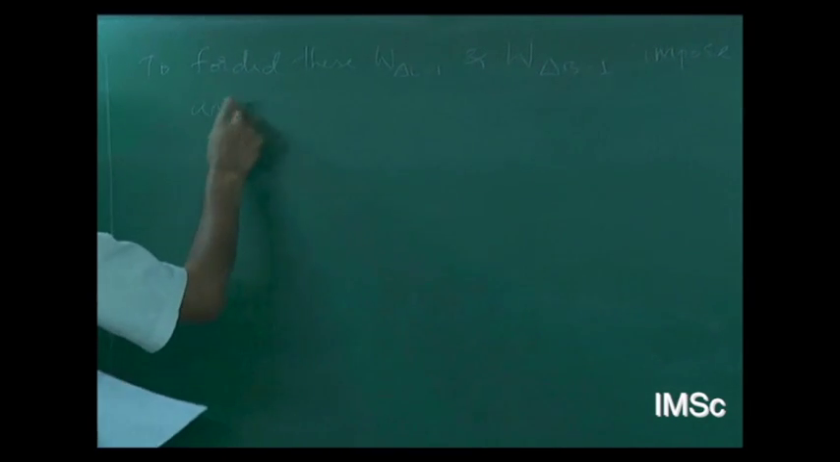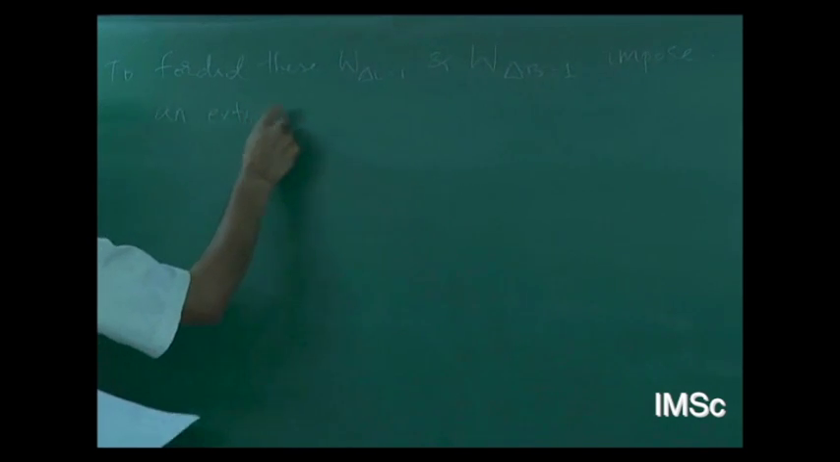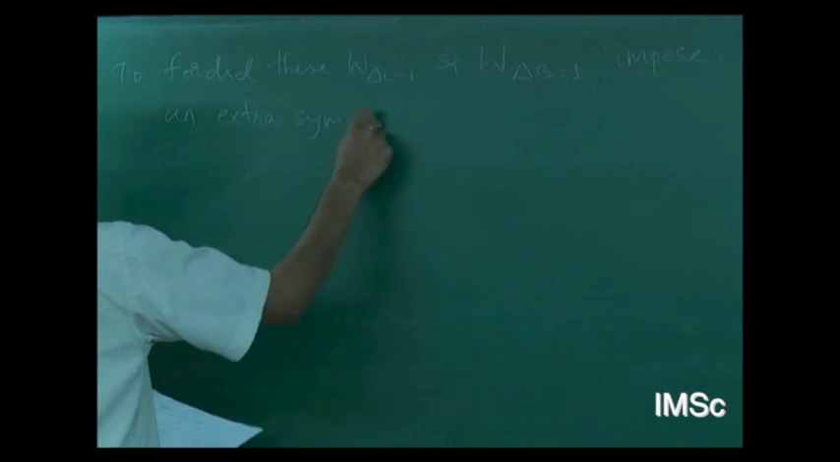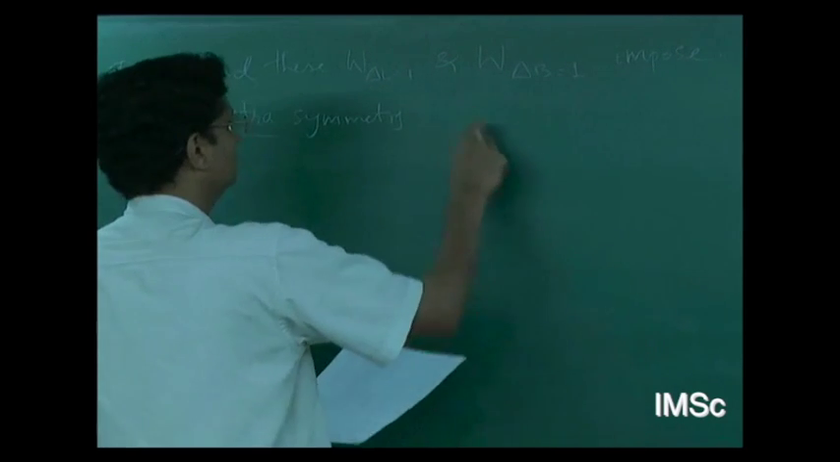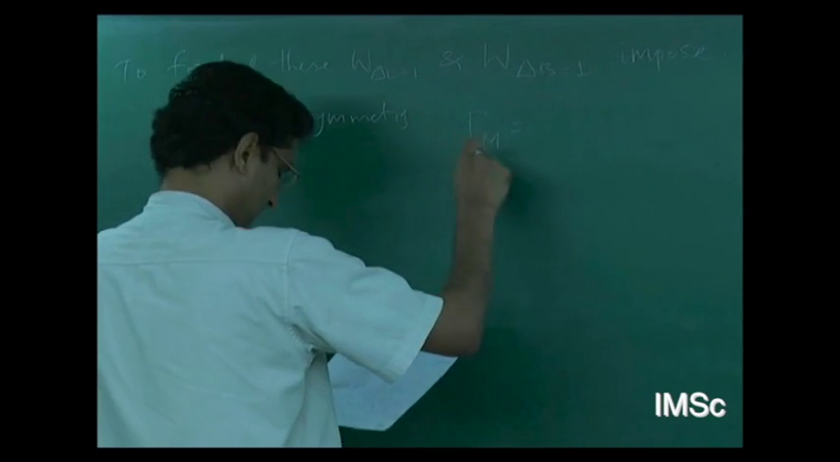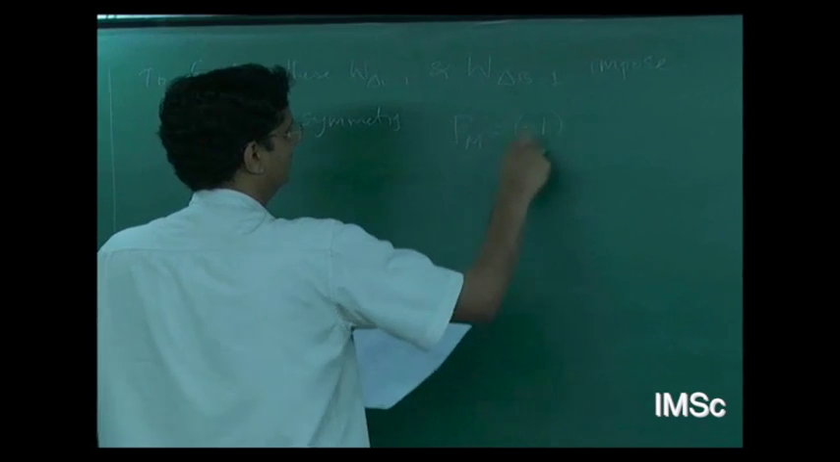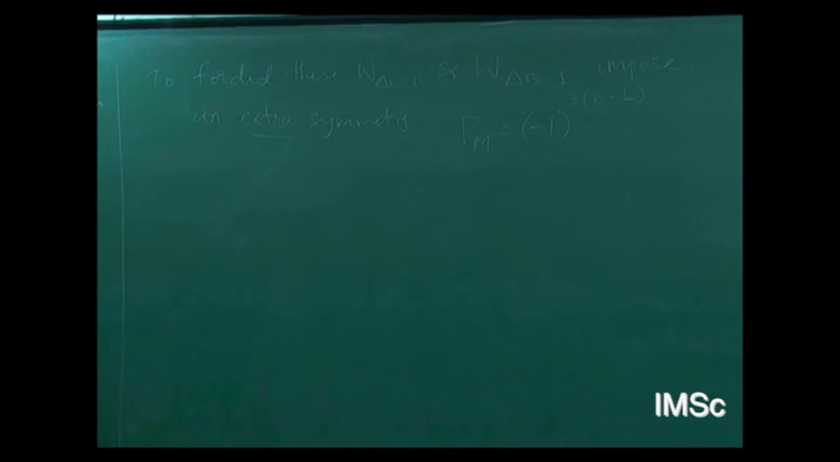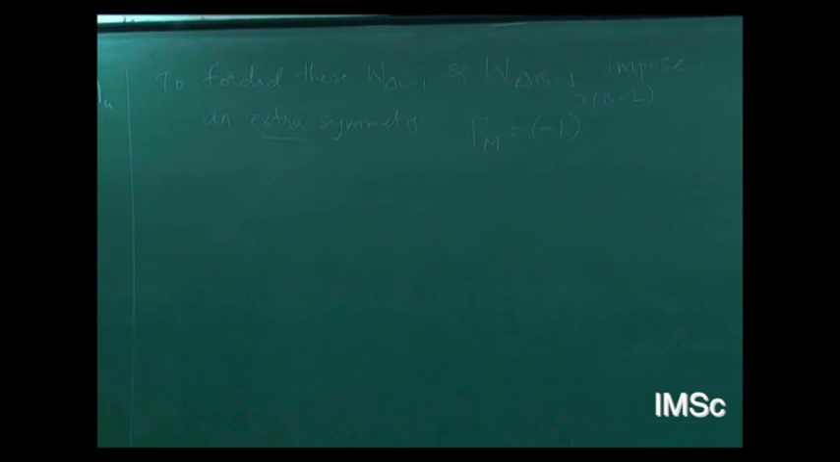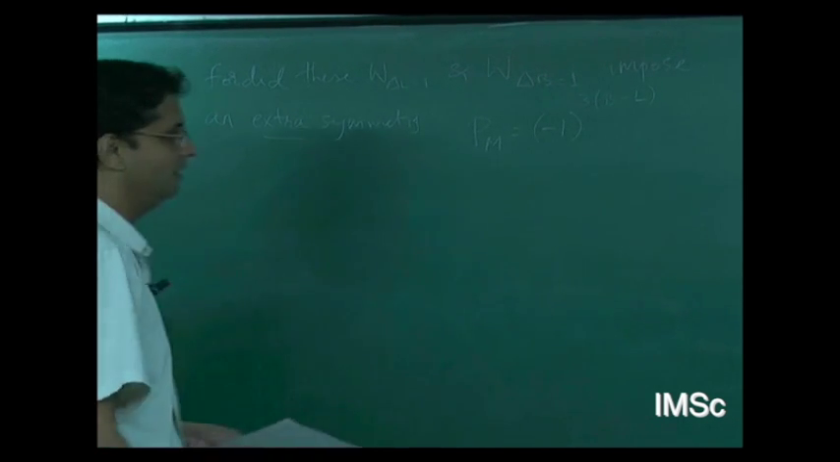So you can impose an extra symmetry, which has no analog in the standard model. Or I shouldn't say no analog, it's just that we don't have to invoke this in the standard model. Automatically, baryon number and lepton number turn out to be accidental symmetries of the renormalizable standard model.